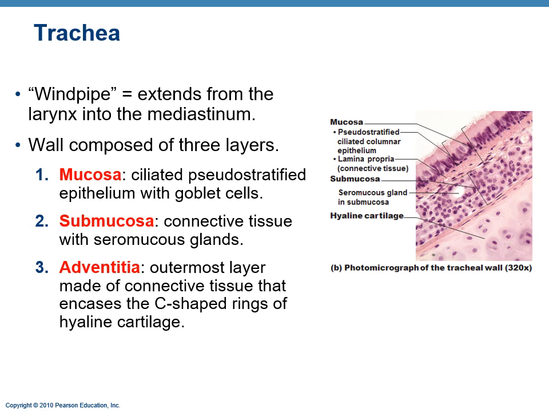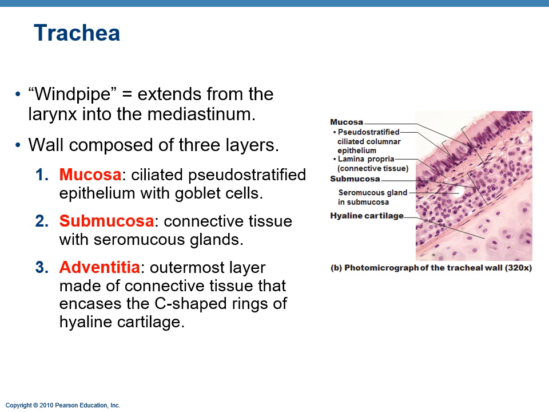Next comes the trachea, which is more commonly known as the windpipe, which extends from the larynx into the mediastinum, that area between the heart and the lungs, or that contains the heart and the lungs, rather. The wall of the trachea is composed of 3 layers. The innermost layer is known as the mucosa, and this is lined with ciliated, pseudostratified epithelium with goblet cells, those cells that look like little light bulbs and squeeze out mucus onto the apical side that contains the cilia. Next comes the submucosa, which is a connective tissue layer studded with seromucous glands.